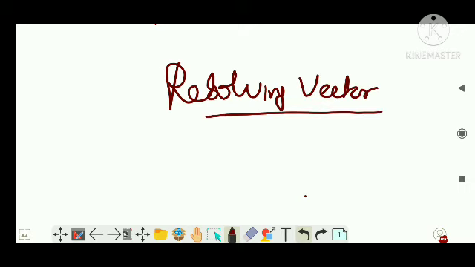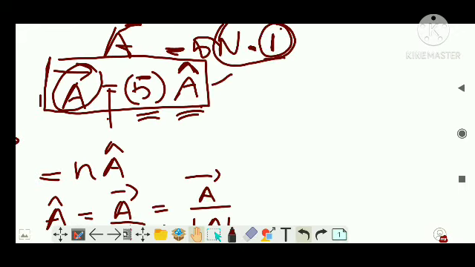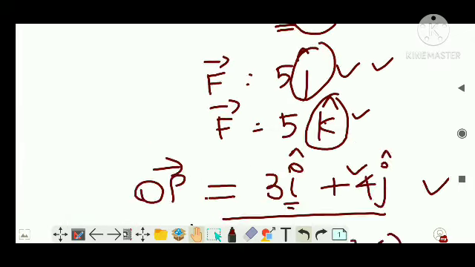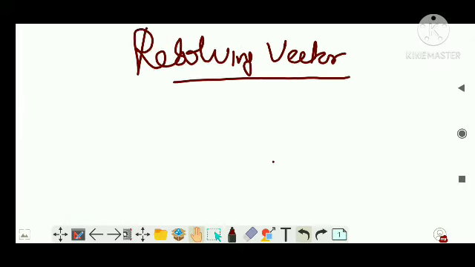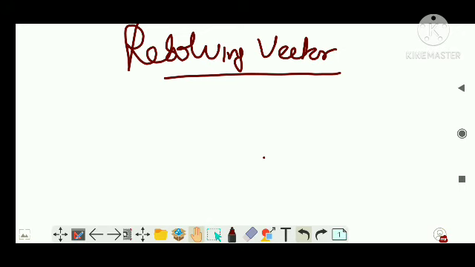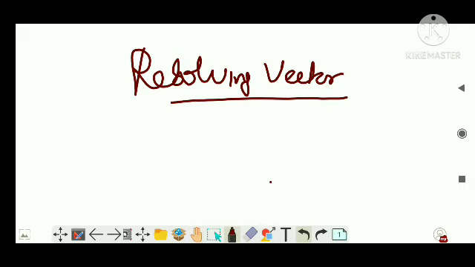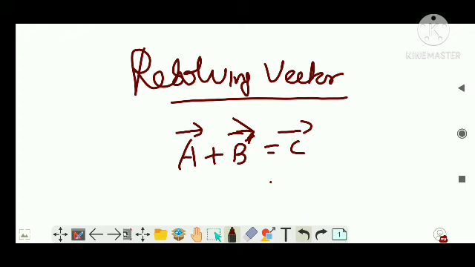Resolving vectors. Sorry guys. Suppose you have 2 vectors A and you add it with another vector B, and you get a result which is C vector. So I can generate C vector by combining the 2 vectors A and B, or I can say C is the resultant vector of A and B.